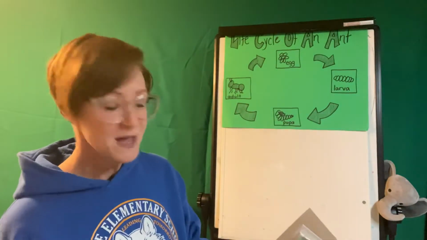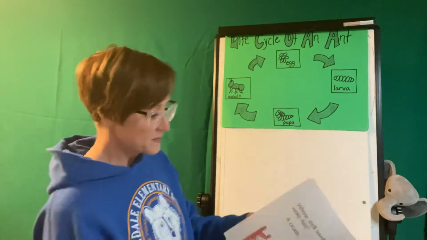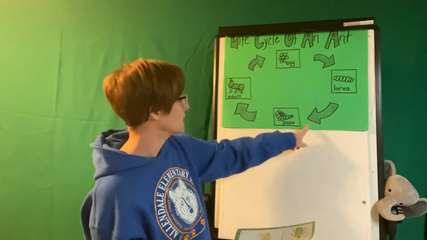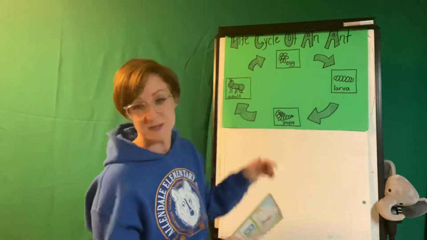So that's just my little tidbit about ants. But they do go through the life cycle. And they start as an egg, they move into a larva, into a pupa, to an adult who lays more eggs.